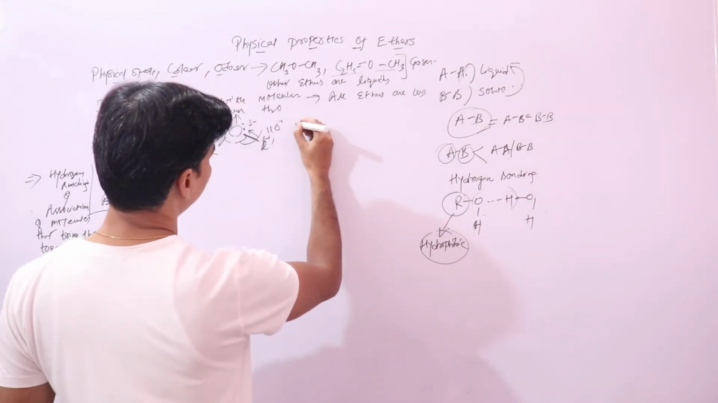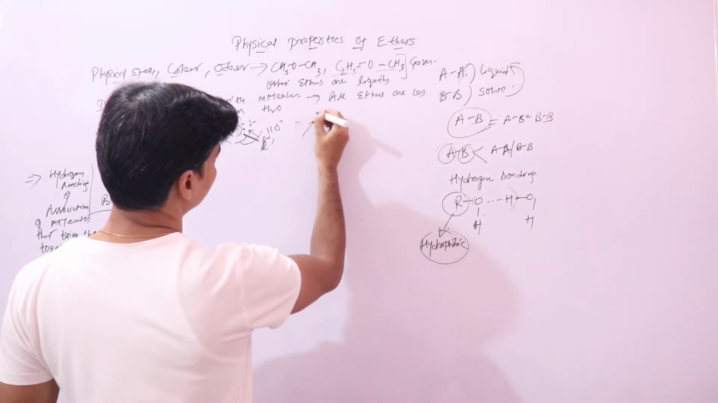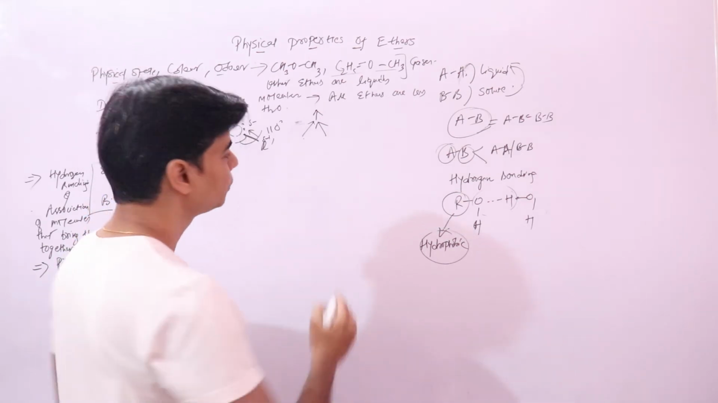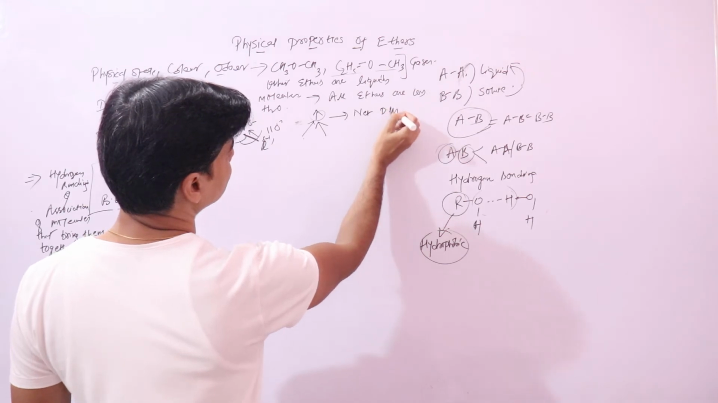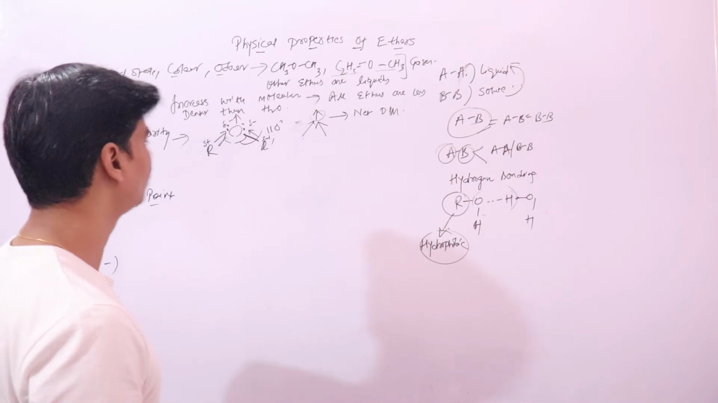Whereas if you remember, we used to do it like this, right? These two dipole moments add to form this net dipole moment. So ethers are polar molecules, right? They have a dipole moment.